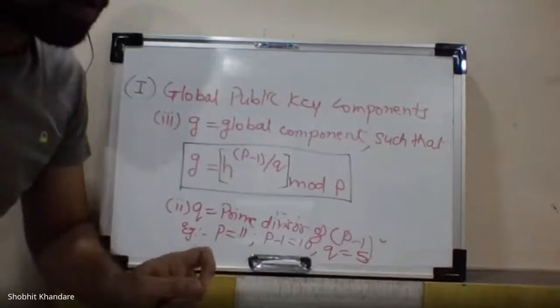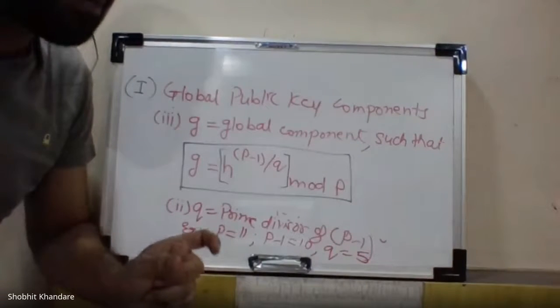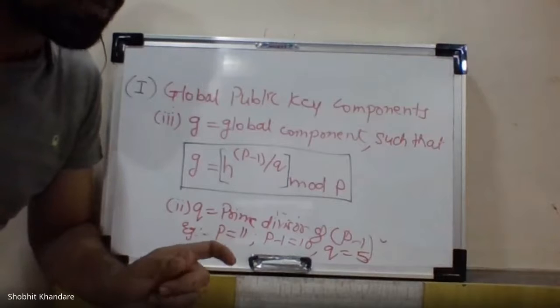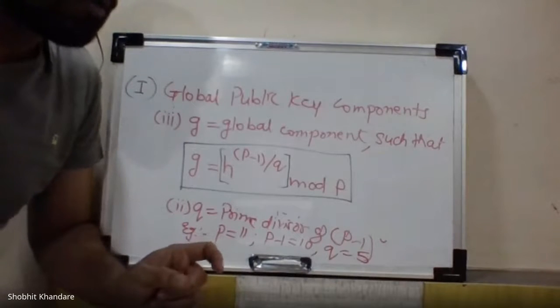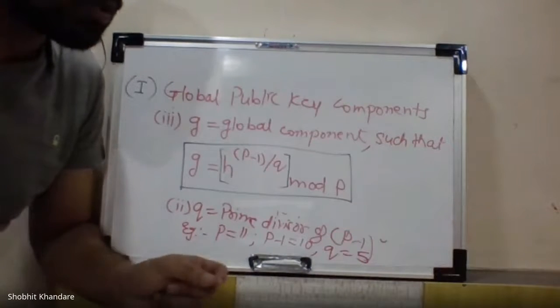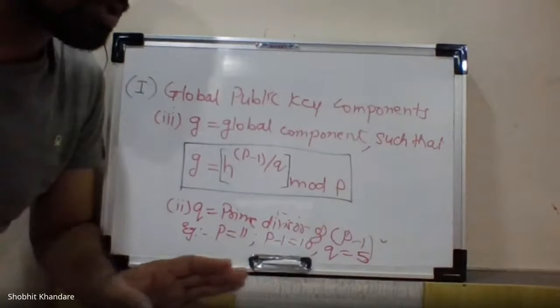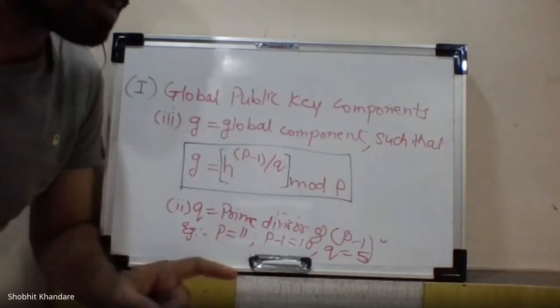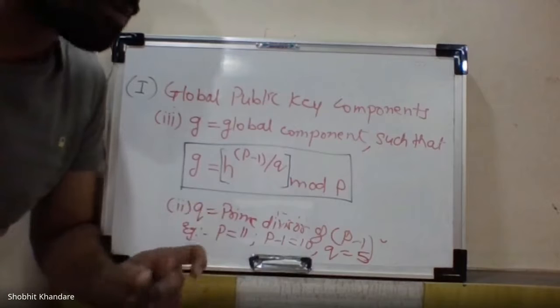Sir, can you repeat why can't we take 2? In the example, that you take a 2? Because it is clearly mentioned that the q should be the prime divisor. Your 2 is an even number, it is not a prime number. If you want to take the factors of 10, it is 2 into 5. I cannot take 2 because 2 is not a prime number. I want the prime divisor. That's why I'm taking 5, because 5 is the prime number.